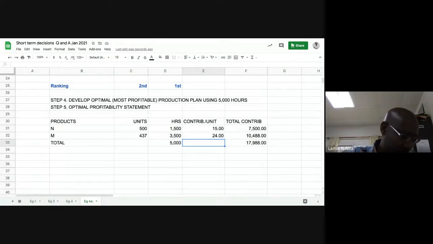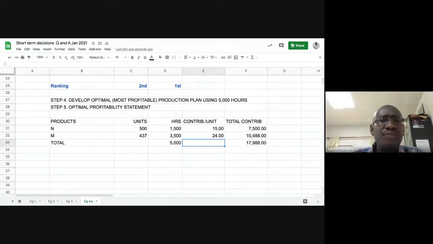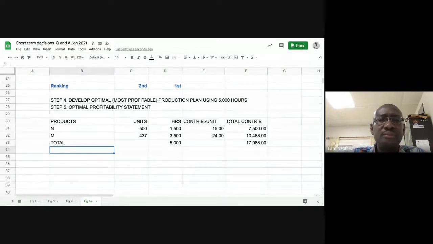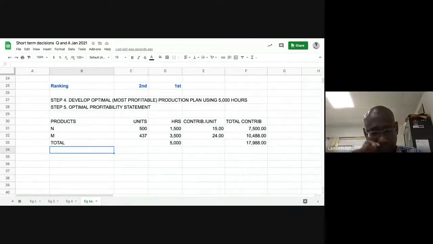Okay, so we're going to move on. So we've calculated the total contribution. Now what is left? We're trying to find the profitability. So we've got our contribution. What is left now?